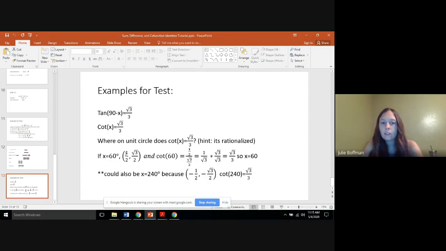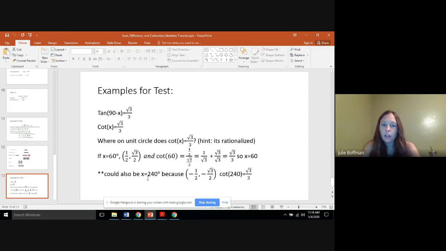If you take 60 degrees, you have this ordered pair. And then if you do cotangent, x over y, because they're both over 2, the denominator is 2 for both of them, it simplifies, and you'll have just 1 over square root of 3. Then you rationalize by multiplying the top and bottom both by square root of 3, and you end up with square root of 3 over 3, which is what we were looking for. So x would be 60.